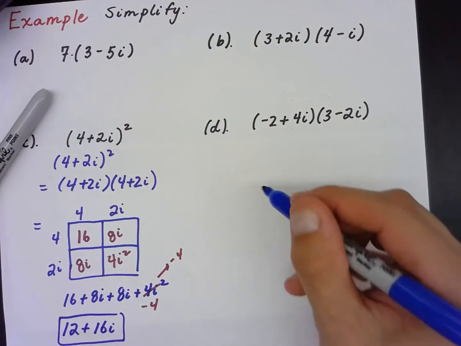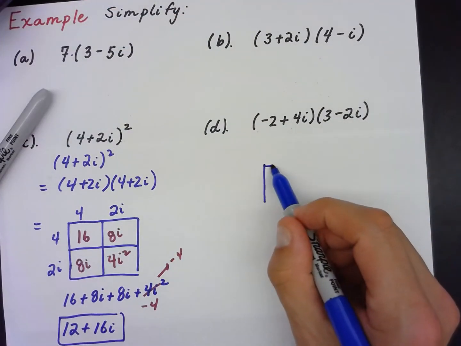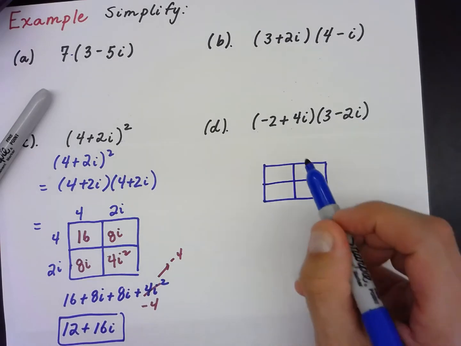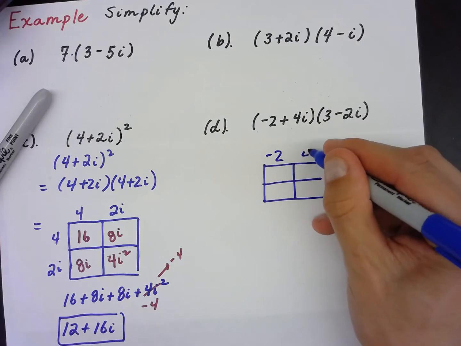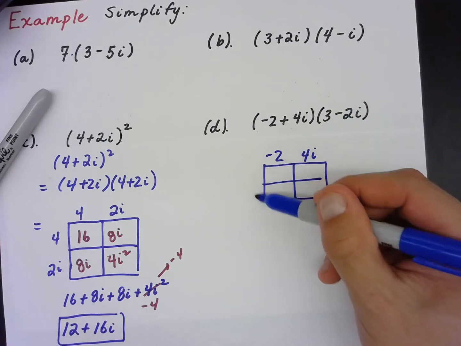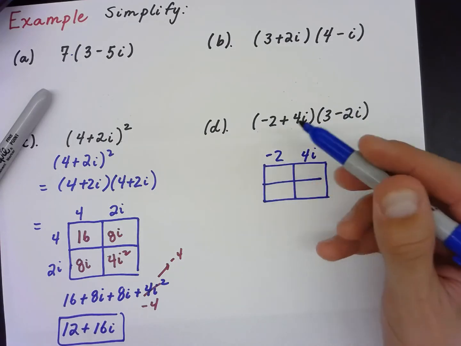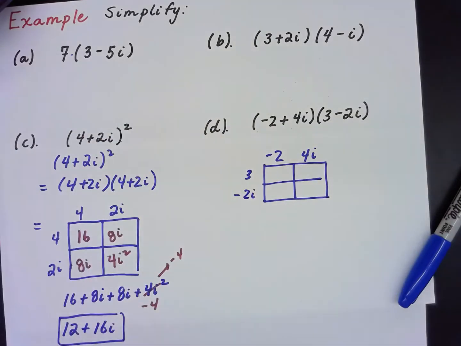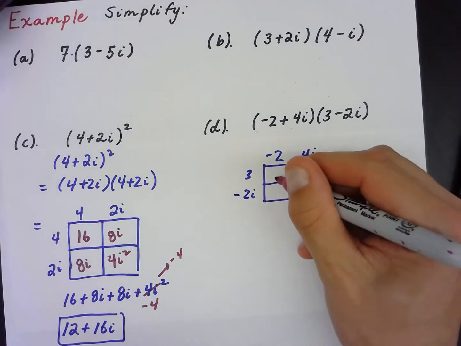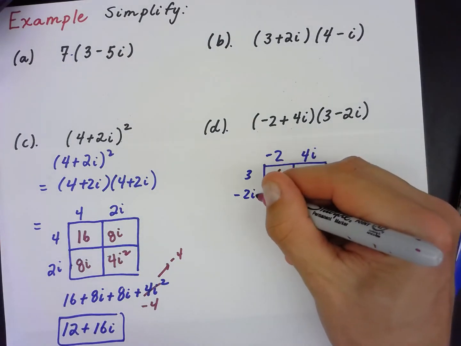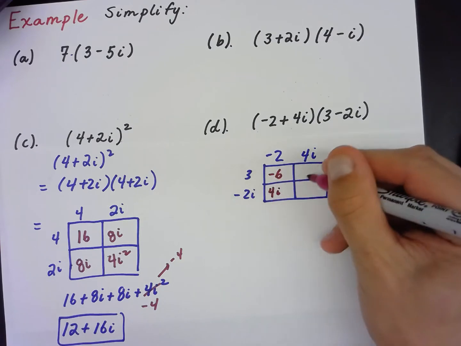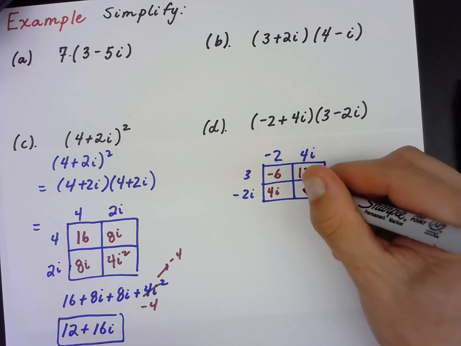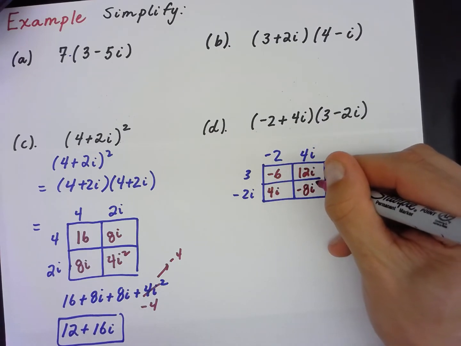You're going to take the quantity, and we'll go ahead and just start our box here. -2 plus 4i, so I put that one on top first. Usually I put the first left factor down the left side, but I'll switch it up on you. It doesn't matter. You're still going to get the same result. So you have 3 times -2, which is -6. -2 times -2i is 4i. 4i times 3 is 12i. And 4i times -2i, -8i squared.